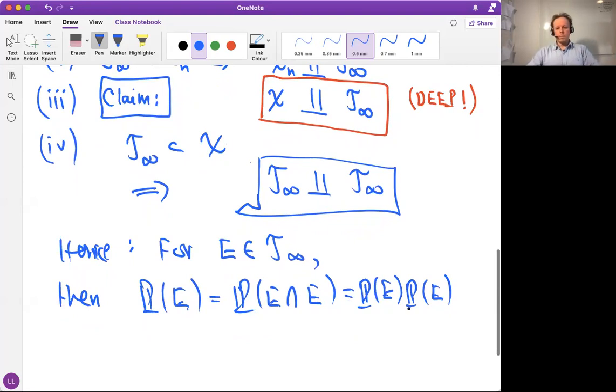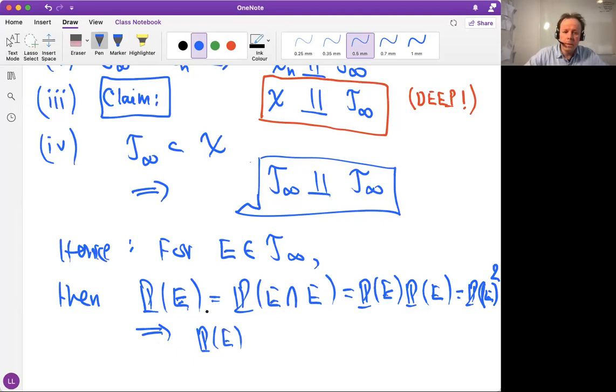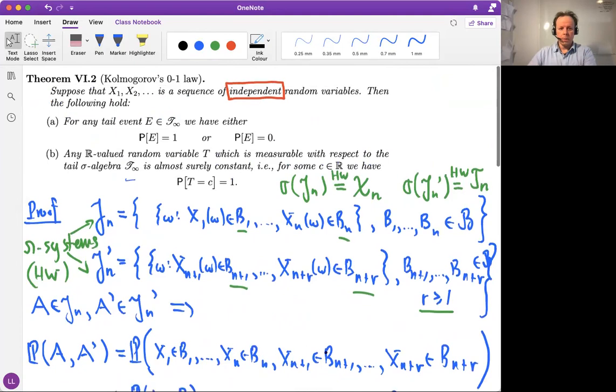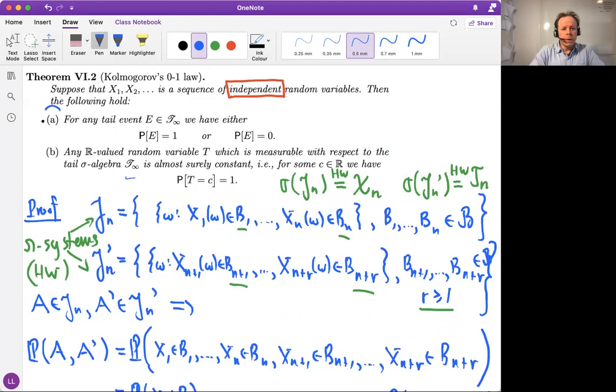So this magic part, what does it tell us? It tells us that the probability of E is equal to the probability of E squared. And what are the only real numbers for which a number is equal to its square? It should be 0 or 1. So for any event in the tail, the probability is either 0 or 1. That's the end of the proof of the Kolmogorov 0-1 law of this part.